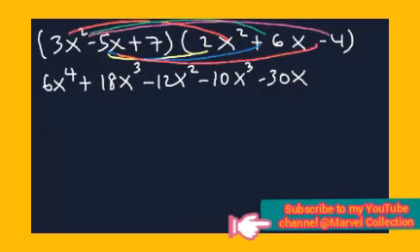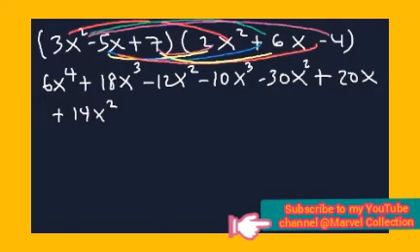And then negative 5x times 6x, and negative 5x times negative 4. Wait, negative 5x times 6x is negative 30x squared. It's always good to double check the work. Negative 5x times negative 4 is 20x. And then 7 times 2x squared, that's going to be 14x squared. And then 7 times 6x is positive 42x. And finally, 7 times negative 4 is negative 28.